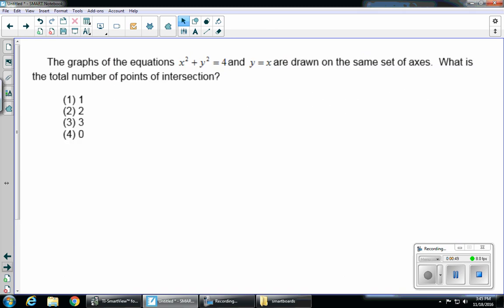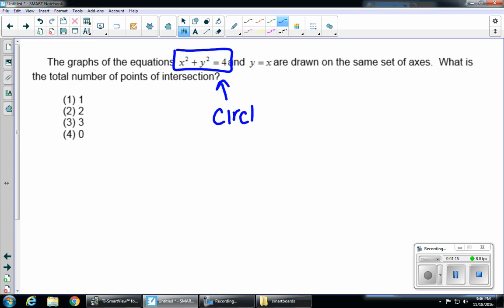So if we take a look at a question that's multiple choice, it says the graphs of the equations x squared plus y squared equals 4 and y equals x are drawn on the same set of axes. What is the total number of points of intersection? They don't want to know the actual points, they just want to know how many of them there are. So x squared plus y squared equals 4 is the equation of our circle.